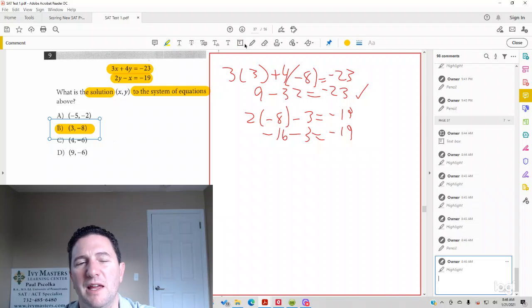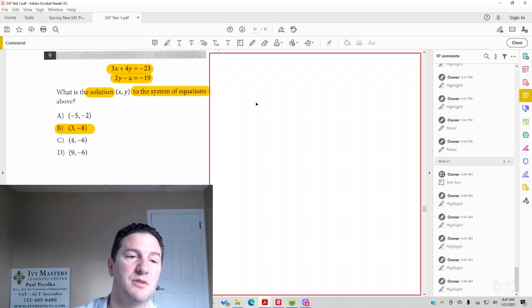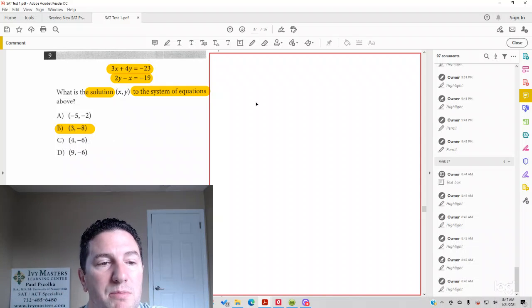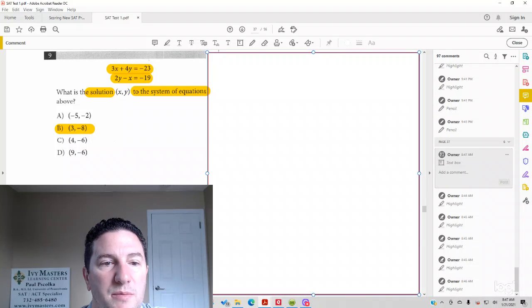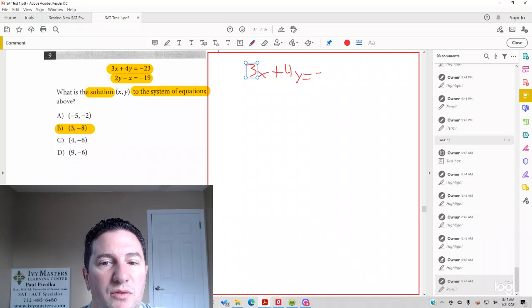Alternately, and I would say, if anything, this first approach that we just did is a little bit more time consuming. If you're not good with systems of equations, it's a great approach. If you are good with systems of equations, what's probably better is to switch the order of the bottom equation and actually do a system. So the top equation, 3x plus 4y equals negative 23.